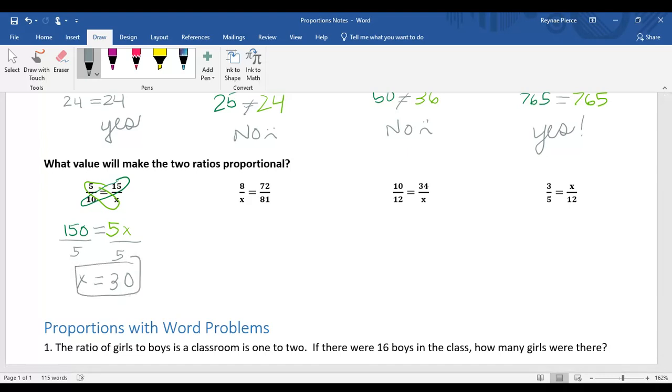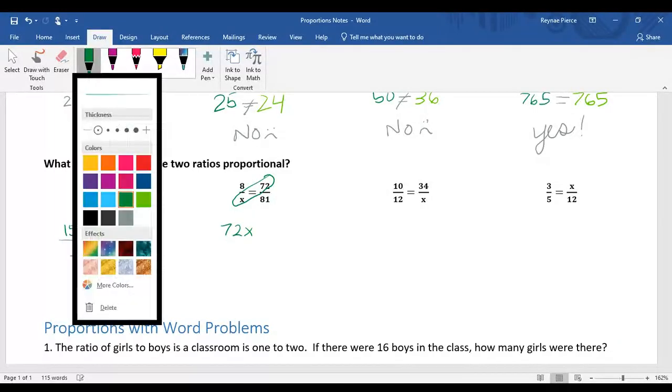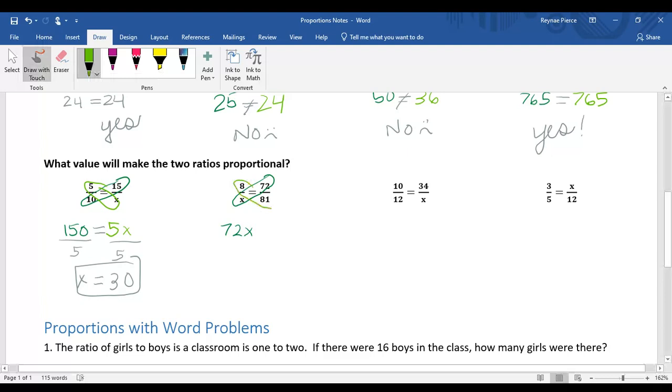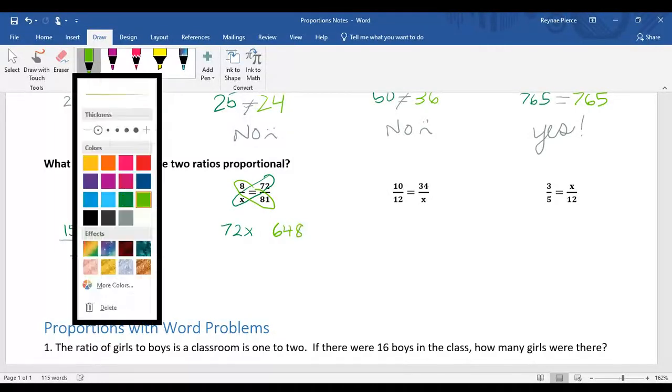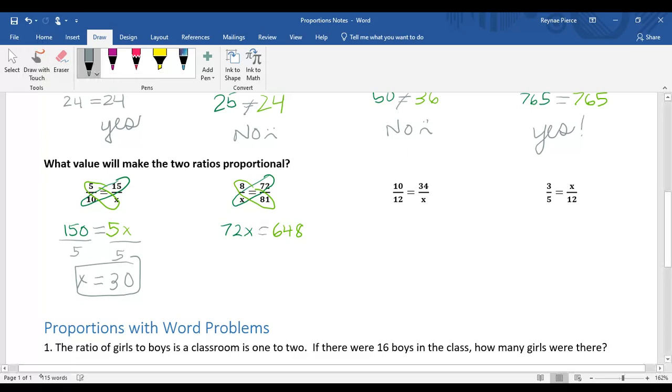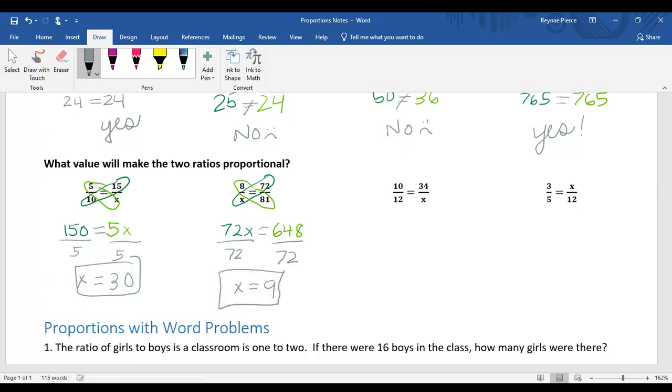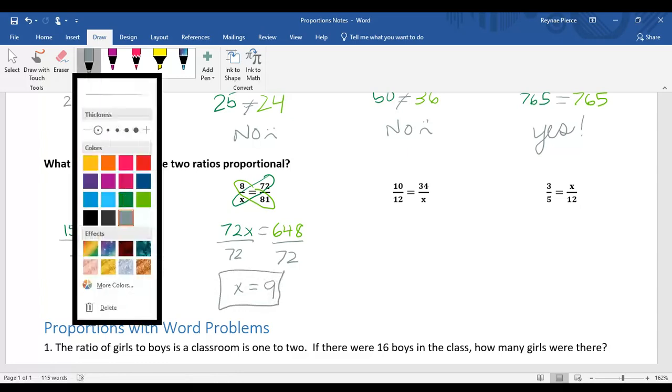Okay. Number 2 here, 72 times x is 72x. 8 times 81 is 648. Okay, for these two things to be proportional, we have to set them equal to each other. And to get x by itself, we divide both sides by 72. That tells me that x is 9. Okay.